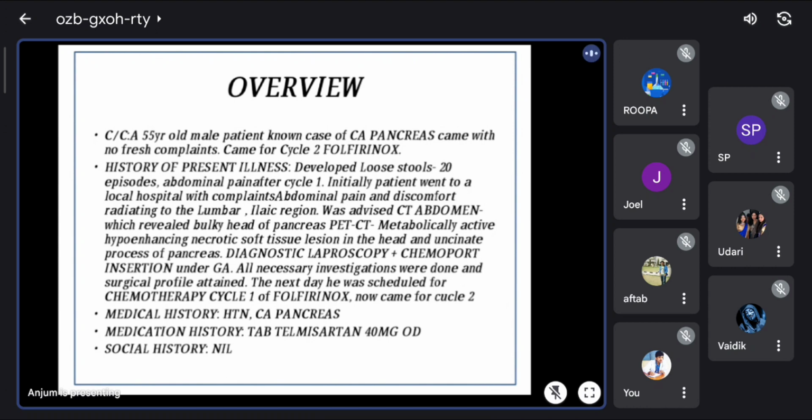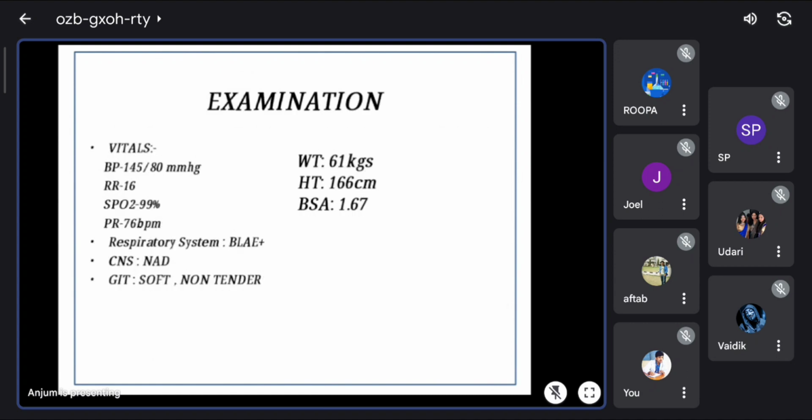I'll tell you how. Basically this patient had a medical history of hypertension and a recently diagnosed CA pancreas. For hypertension he was on tablet telmisartan 40 mg OD, and the social history was nil. The vitals were 145 by 80 mmHg. Even though the patient took his telmisartan in the morning, when he came for cycle 2 he had higher blood pressure. The respiratory rate was normal, SpO2 was normal, everything was almost normal.